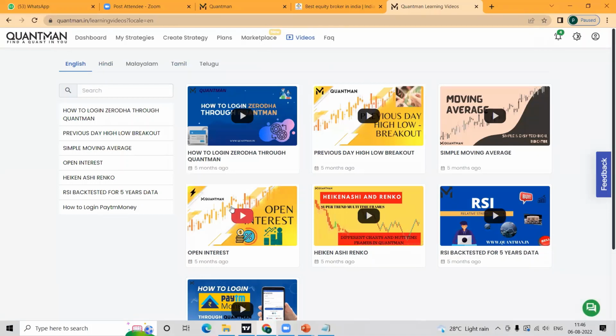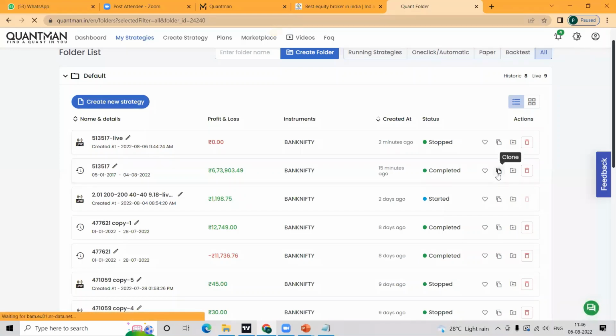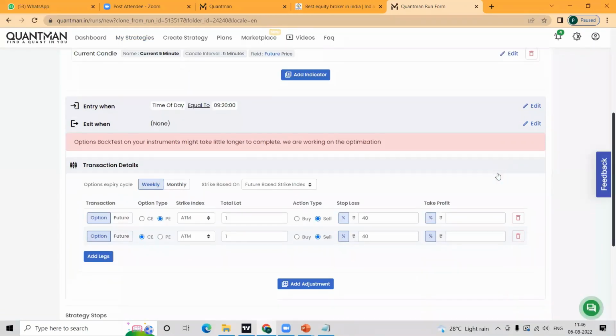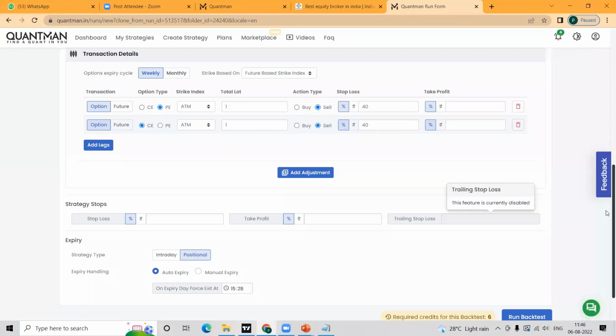Now I think I've finished the option selling part, but some persons are doing option selling the positional way. It's a very simple process. If the same strategies can be converted into positional options selling, how can we do that? Please go to the clone button. If you click the clone button, there is an option called positional. If you click positional, everything is changed from intraday to positional.